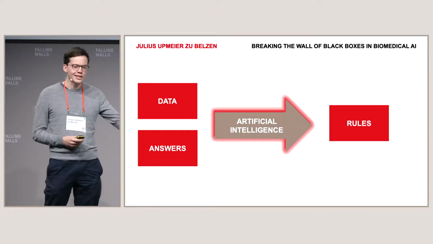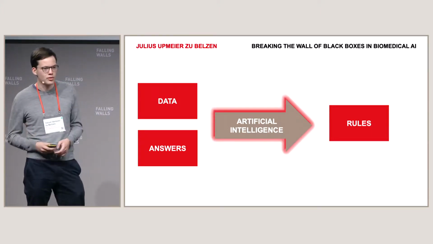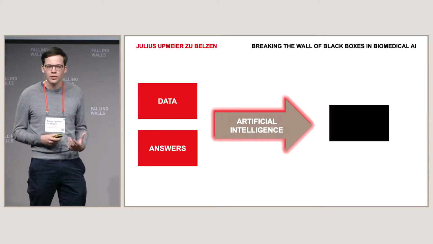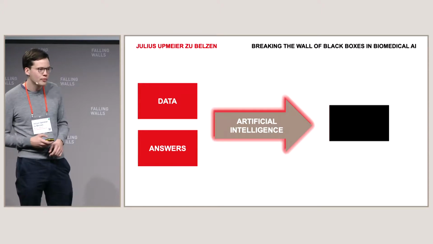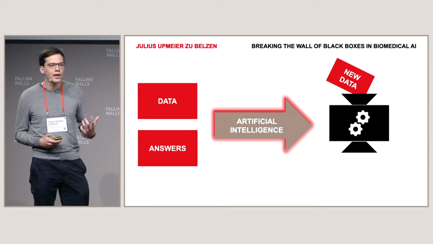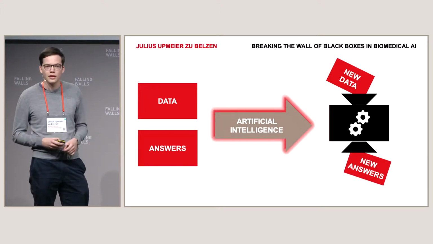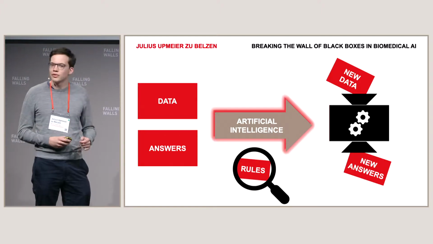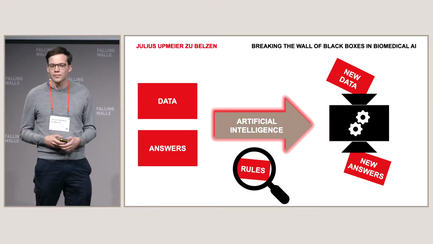So we put in data and answers, and it tells us the rules. Or at least that's what we hope. Most of the times, we get a black box that doesn't tell us the rules. Now, this black box is still very useful. If we have some new data, we can find out the answers for these new data using this approach. But if you're as curious as me, and you're really interested in these rules, this doesn't help you.